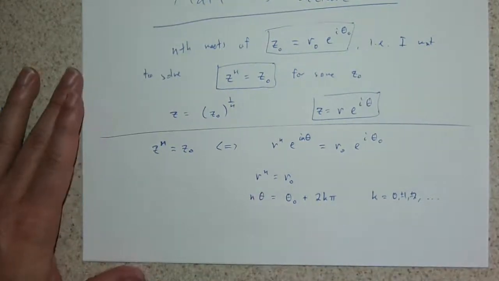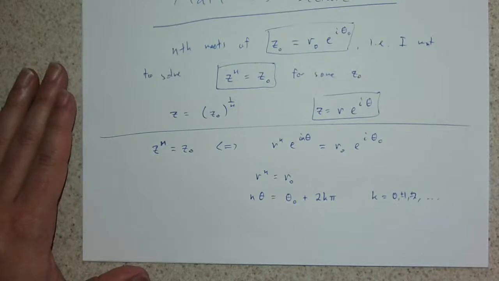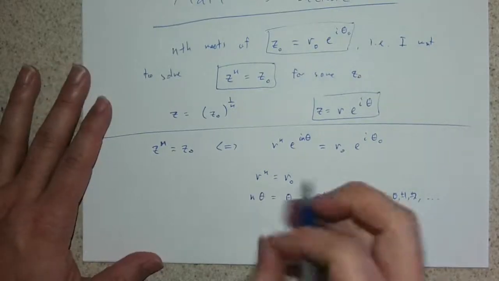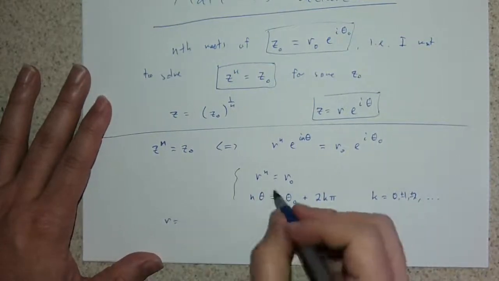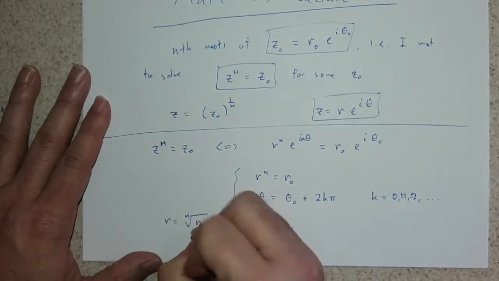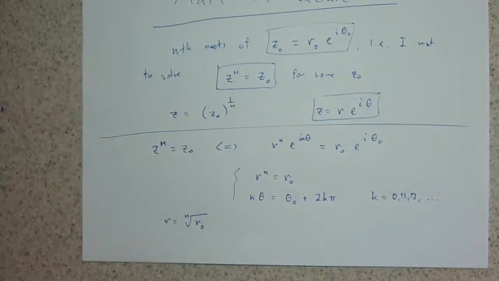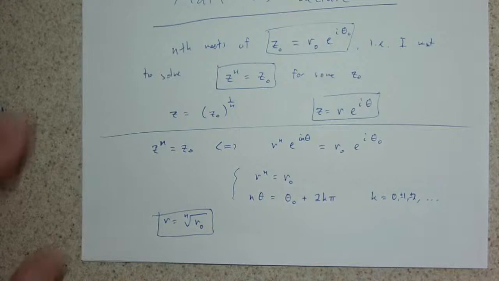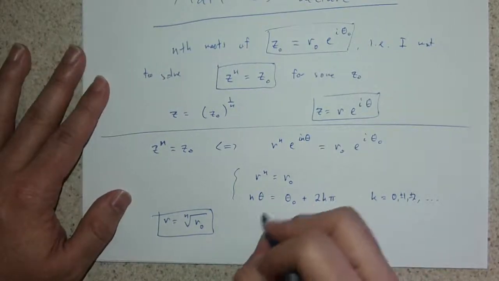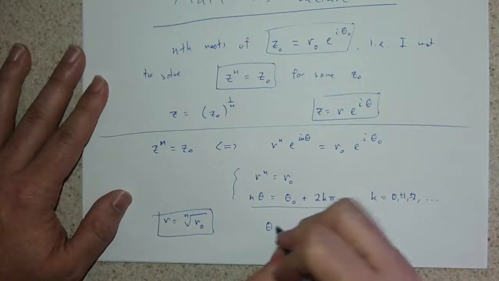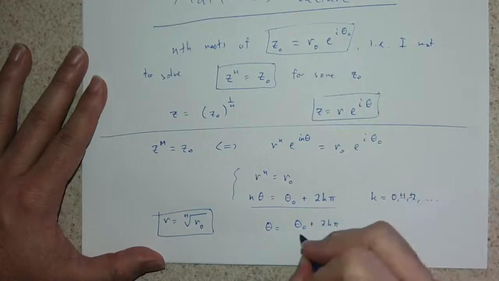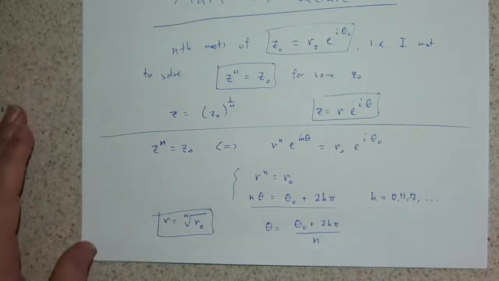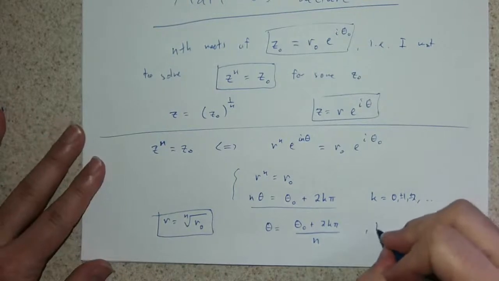If this is the case, this nails down entirely what's going on here. First of all, from the first expression, r is the nth root of r naught. R naught is a positive real number, so this is not an issue. The nth root of a positive real number always exists, so that's fine. And if I solve for theta from the other expression, theta is just theta naught plus 2k pi over n, where k is some integer.